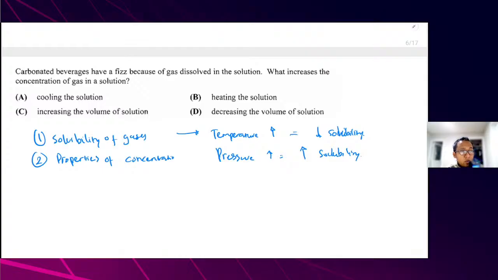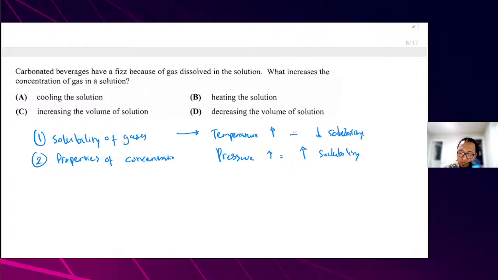So if we cool the liquid, gas solubility increases. That's why warm soda goes flat faster. The gas escapes more easily. So we cool the liquid, gas solubility increases.